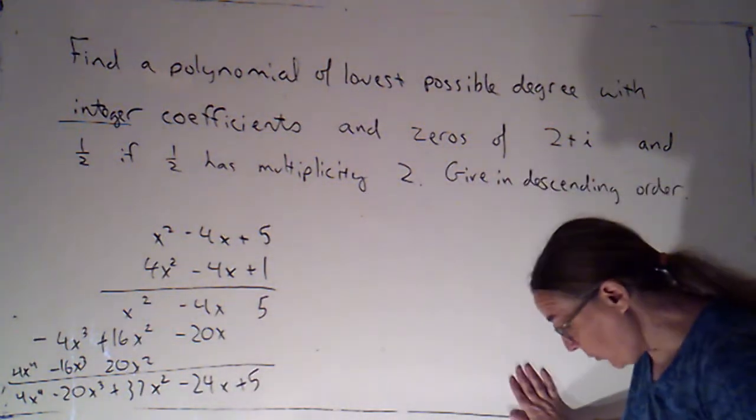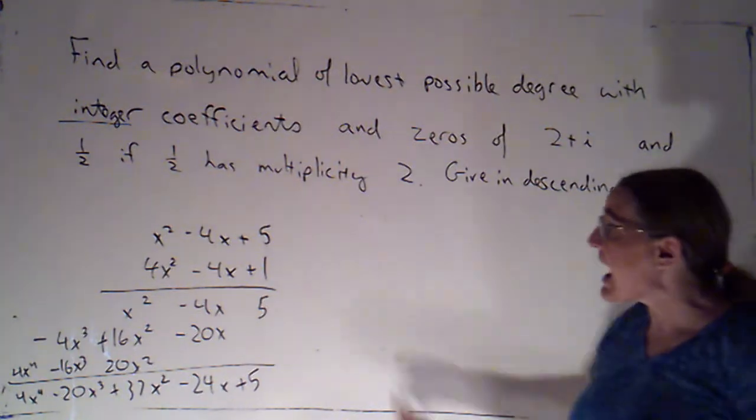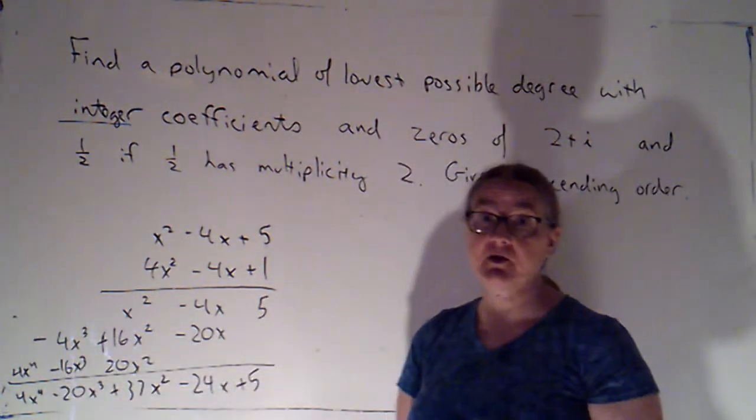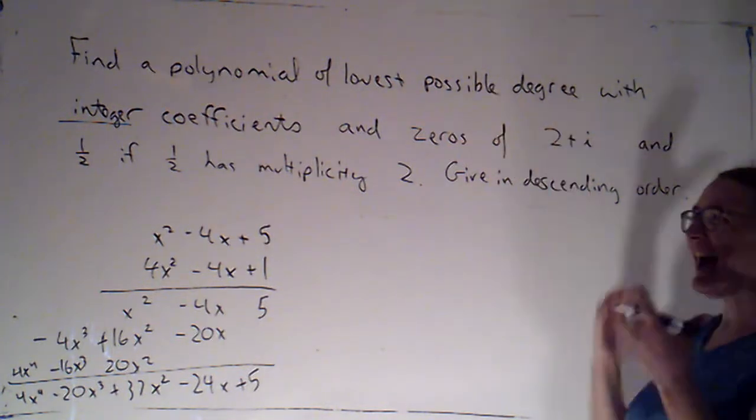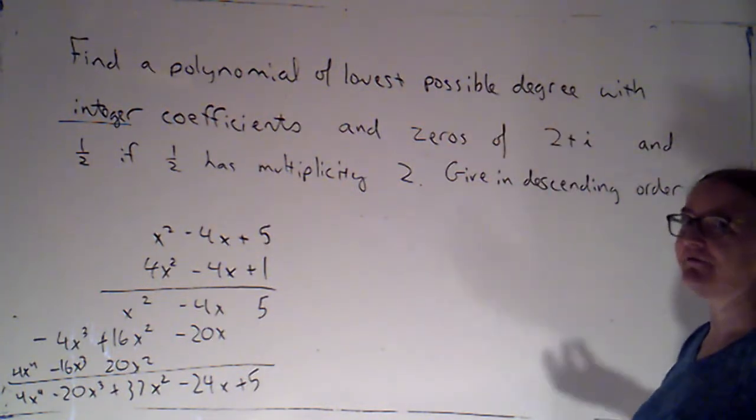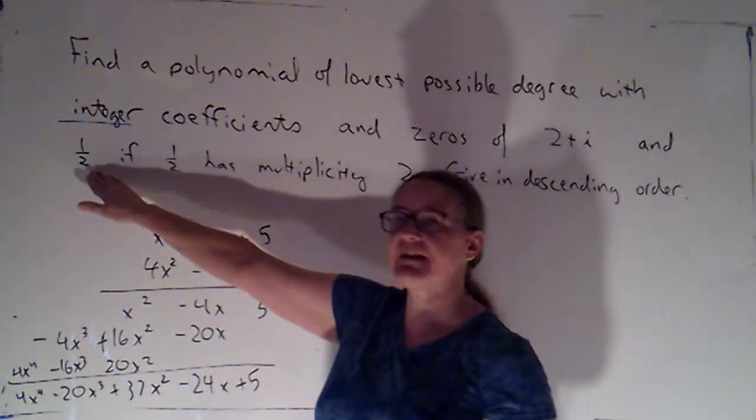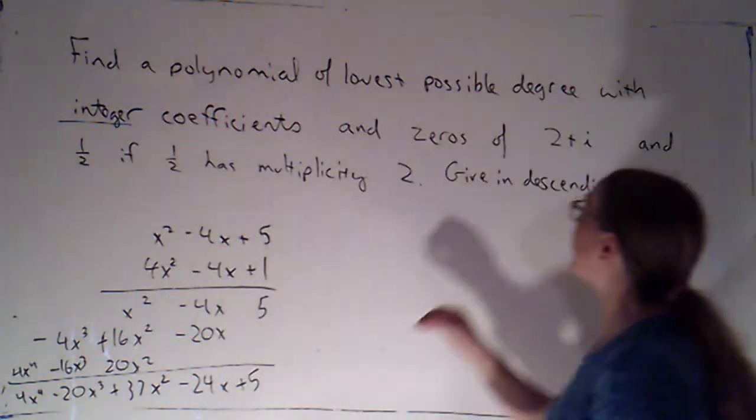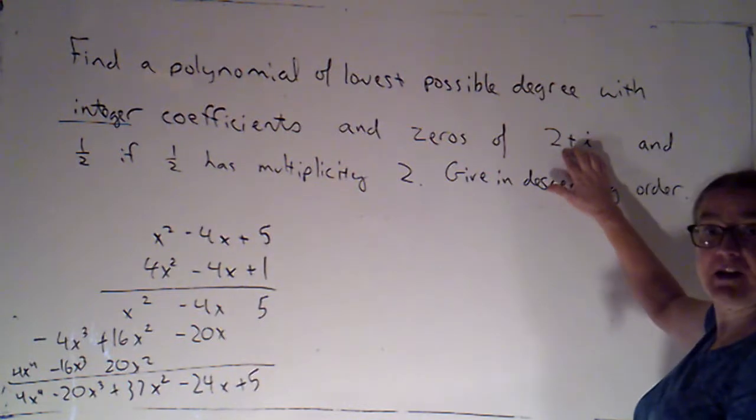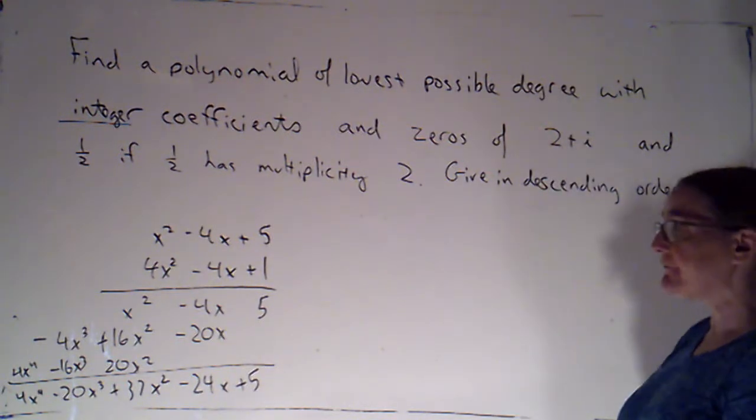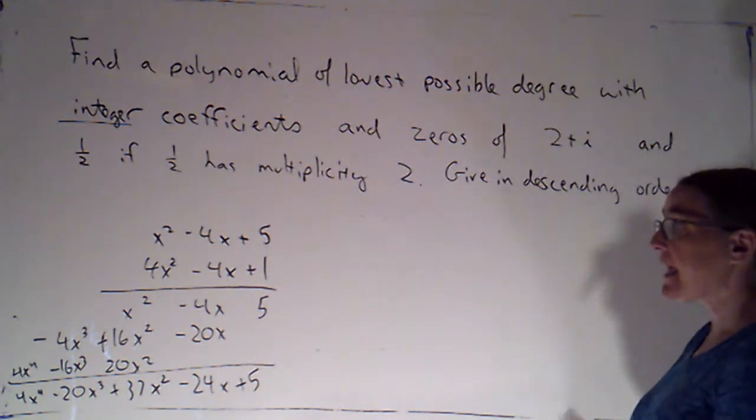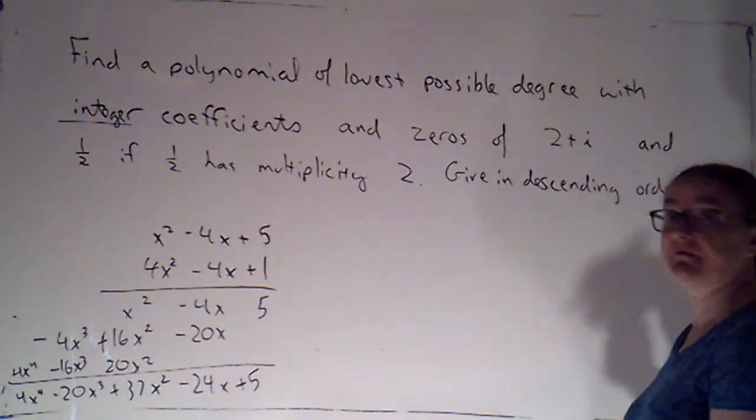Now, that's not the only answer I could have. I can't have anything of higher degree. We were supposed to find the lowest possible degree. I had to have a total of 4 factors because I had to have the x minus 1/2 twice, and I know that my non-real 0 of 2 plus i came with its conjugate pair 2 minus i. So I had to have 4 factors. Okay. The only extra stuff I could throw in would be a constant factor.